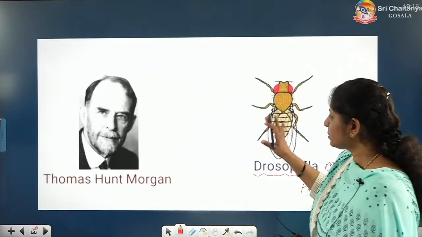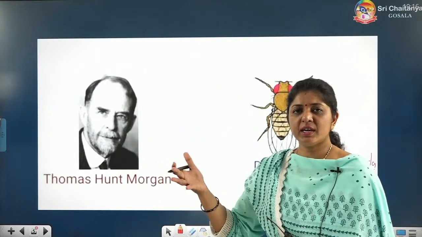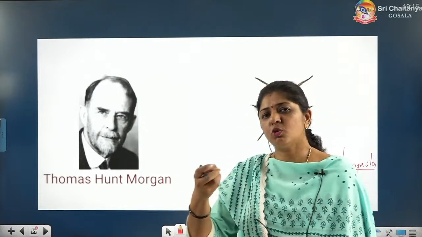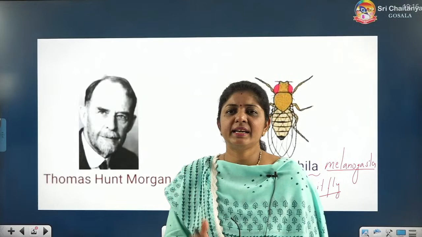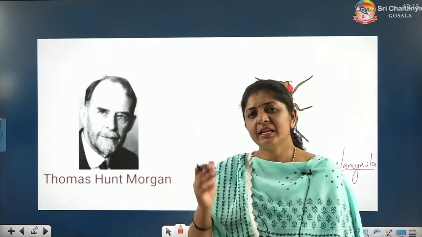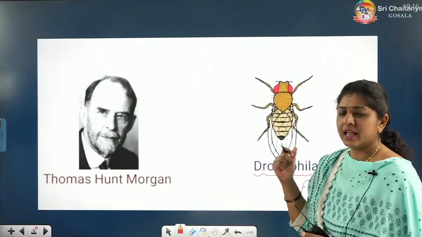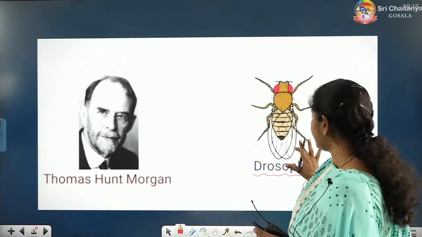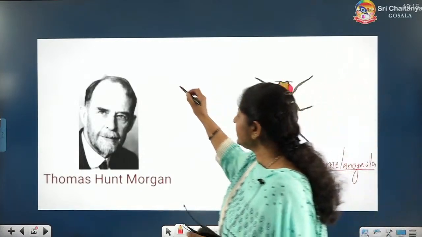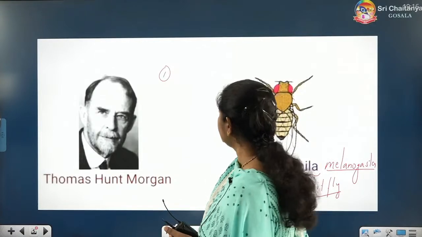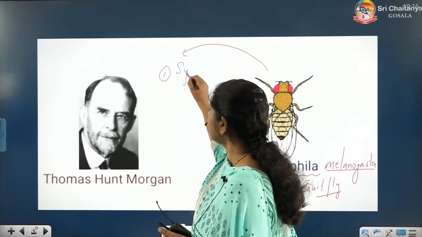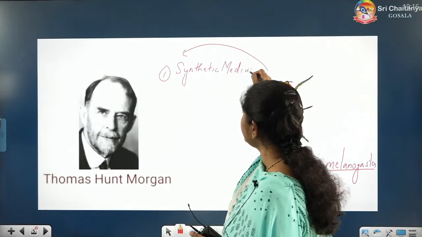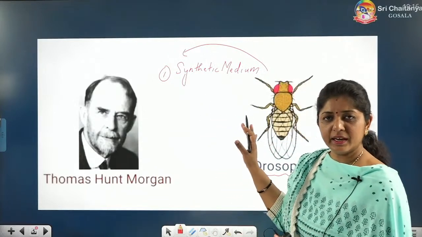Now, why had he chosen this as a specimen for his research, especially for dihybrid crosses which are linked to the sex chromosome? What are those sex chromosomes? Those are allosomes. It can be XX like in Drosophila for females and XY for the males. Now, why did Thomas Hunt Morgan select Drosophila melanogaster? Because it is easy to culture this organism on synthetic medium. What we are giving, they can easily grow over there in the synthetic medium.